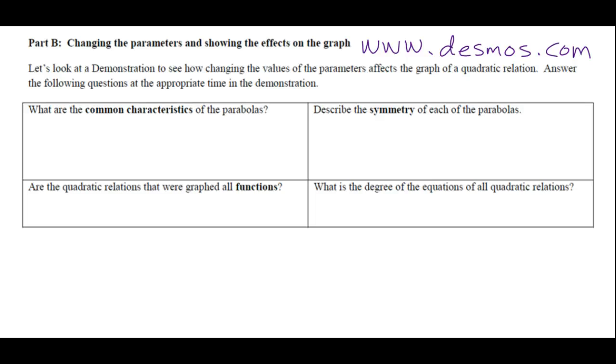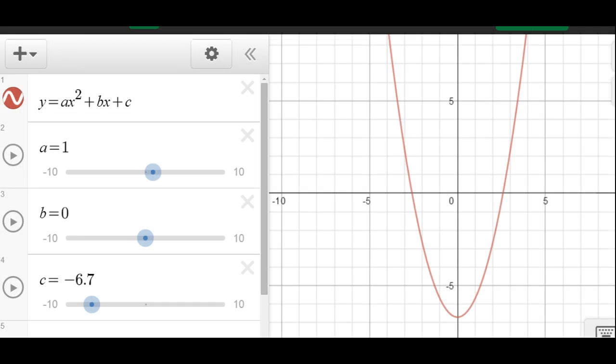Symmetry. So symmetry is, it's symmetrical about a line running through its center, right? This point here, so they all have what's called a vertex. This point is called the vertex. So it's the lowest point if it opens up, and it's the highest point if it opens down. Okay, so that's the vertex.